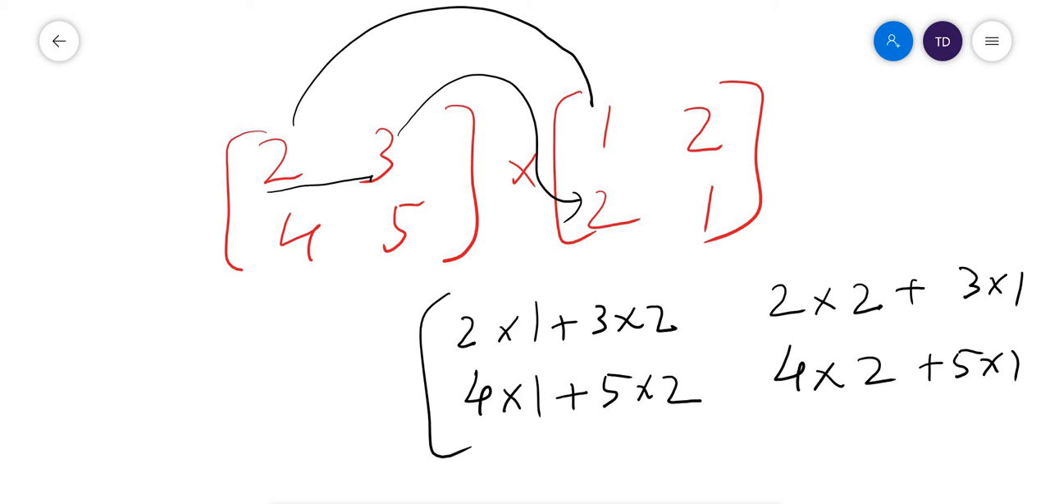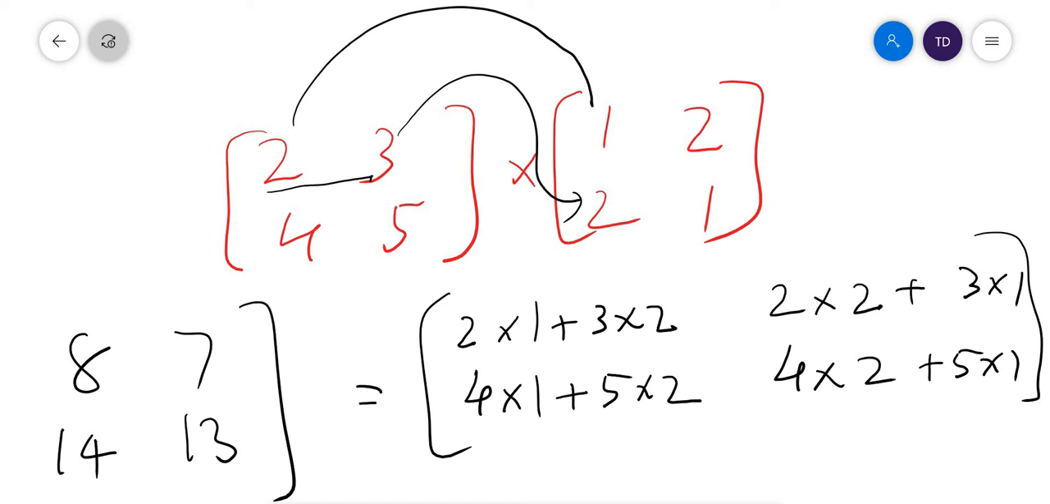So this is the matrix. What is 2 into 1 plus 3 into 2? That is 2 plus 6, that is 8. The next element, 2 into 2 is 4, plus 3, is 7. Then here it is 4 plus 10, that is 14. Here it is 8 plus 5, it is 13. So this is the answer. Like this you can multiply.